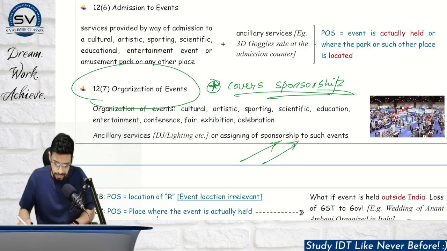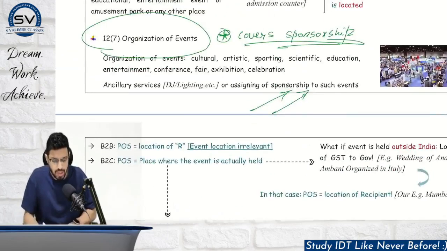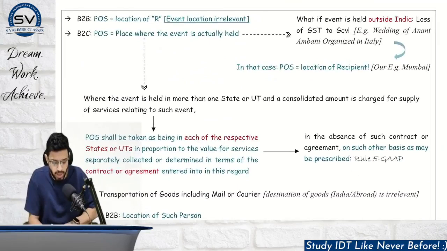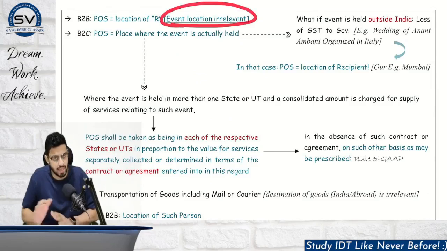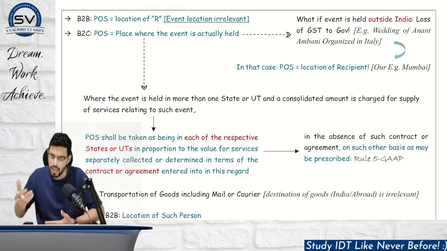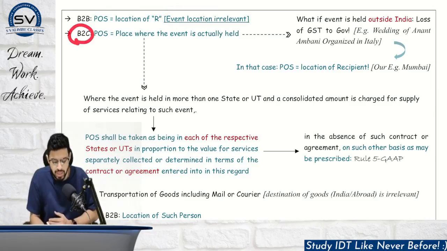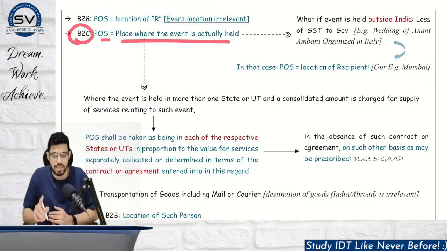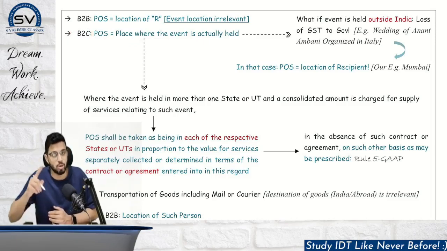So let's see. Sponsorship and organization of events, you have to see B2B or B2C. If it is a case of B2B, then it will be the location of the recipient, and here the event location is irrelevant because B2B is the case; the location of the recipient is going to be the place of supply. But if it is B2C, then the place of supply shall be the place where the event is actually held.